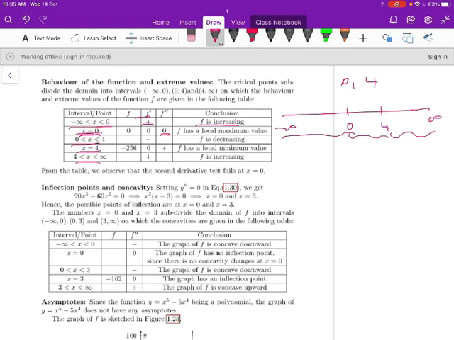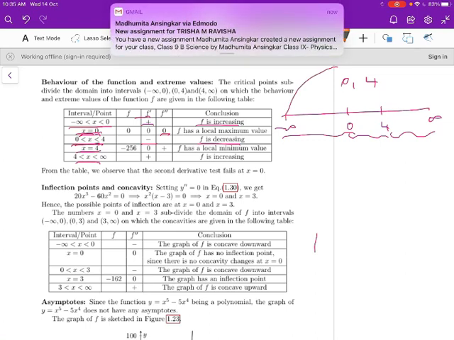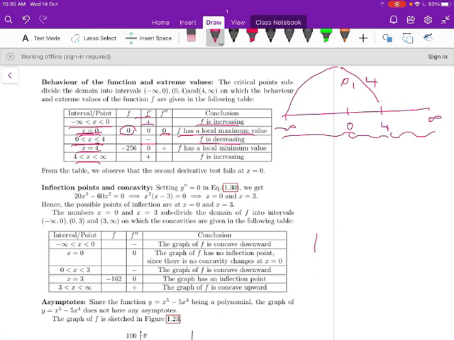For 0 to 4, is the function increasing or not? Yes, f is decreasing because the derivative is negative. Therefore f is increasing for minus infinity to 0, then decreasing for 0 to 4. Therefore the curve has a local maximum at x equal to 0. So the local maximum value is 0. Now at x equal to 0, let us check.